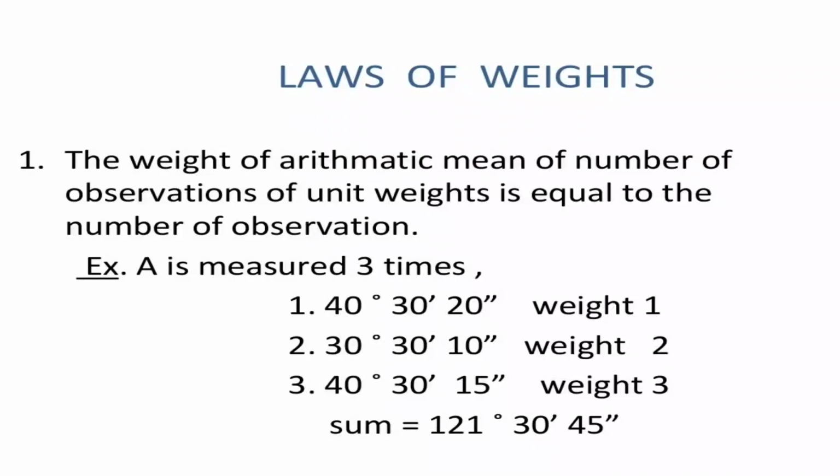Today we learn about the law of weights. The first law is: the weight of the arithmetic mean of a number of observations is equal to the number of observations. Unit weight is equal to the number of observations.